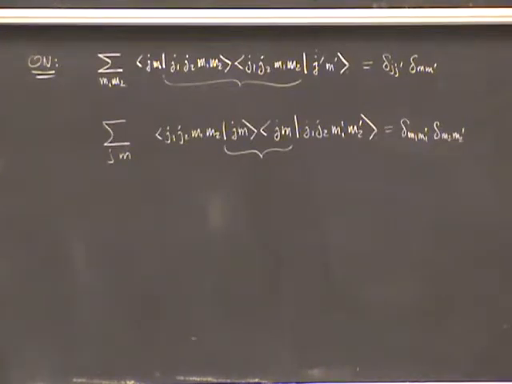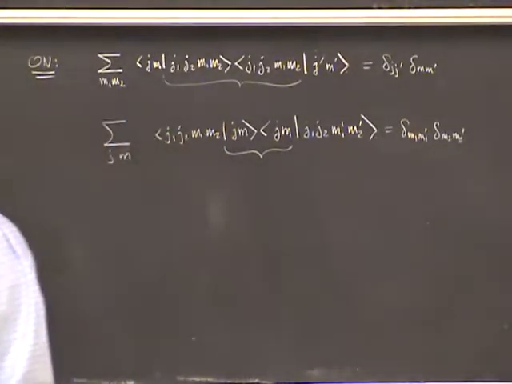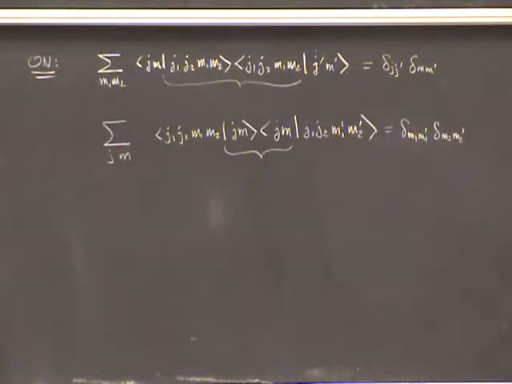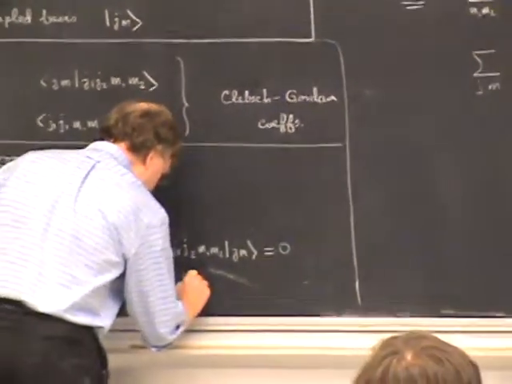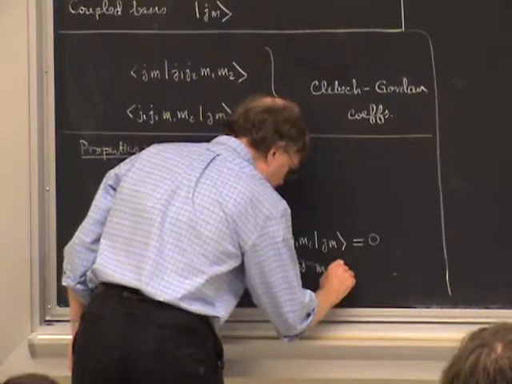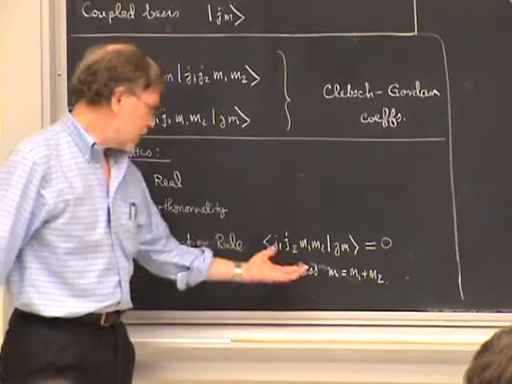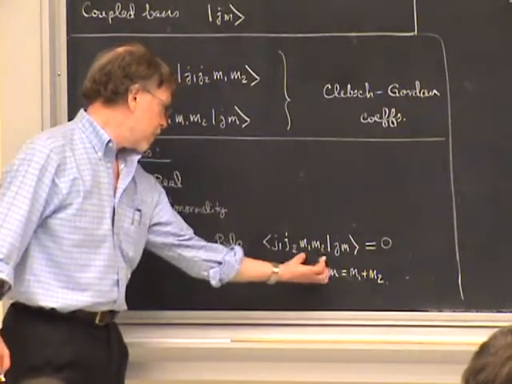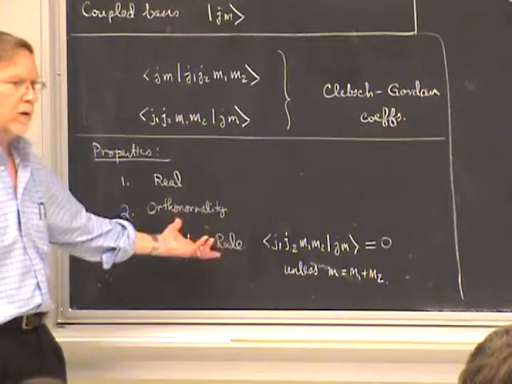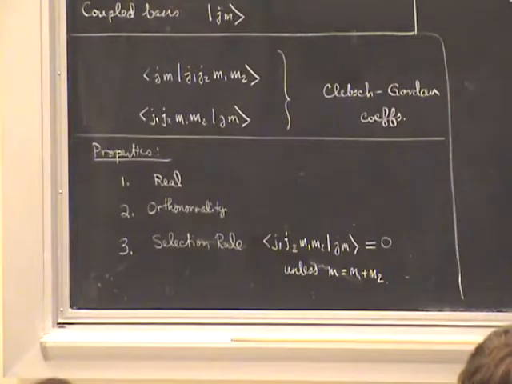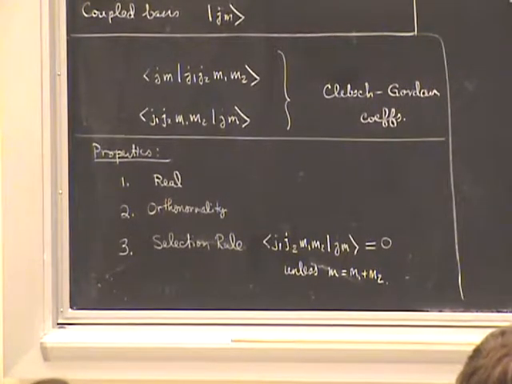The third property I want to mention is the selection rule. The selection rule really comes from the fact that Jz is an additive quantum number. I'll write it out right here. The selection rule is that the Clebsch-Gordan coefficient of j1, j2, m1, m2 with jm equals 0 unless m is equal to m1 plus m2. That is, as I say, simply because Jz is an additive quantum number, so the total Jz value must be equal to the sum of the Jz values on the other side, or else it's 0. Okay, those are the three main properties of the Clebsch-Gordan coefficients that will be important for us.